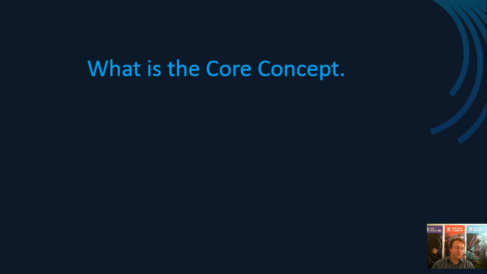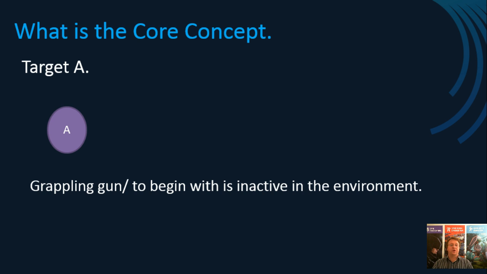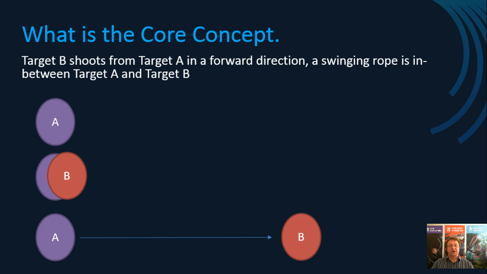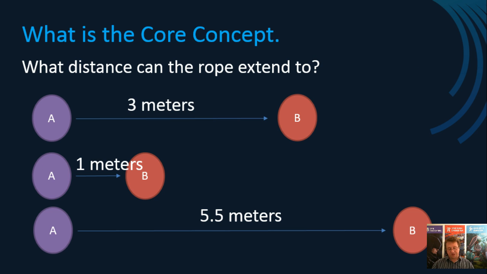Okay, so what is the core concept? Again, this is all about what I think about before I write things down, but to make it easier, I have wonderful graphs. Target A, the grappling gun, to begin with, is inactive in the environment. To activate it, my grappling gun is going to be target B. Think of target A as the person holding the gun, and it's going to be linked to target B. Target B shoots from target A in a forward direction, and the swing rope is in between target A and target B. Sometimes when we talk to people who first start developing mechanics, this is what they provide us. Then we start to think about other areas of how this can be improved.